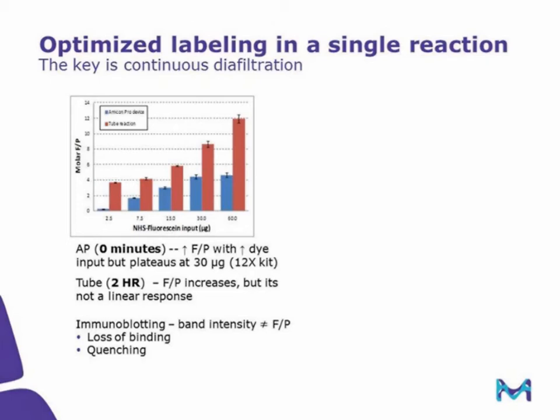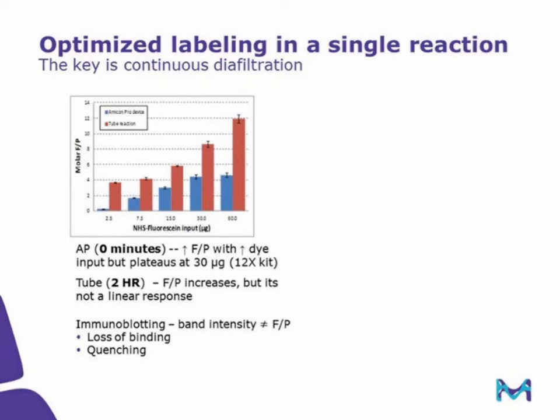Bars represent the average FP ratio for an anti-GAPDH antibody labeled with increasing amounts of dye using the Amicon Pro device, or using the standard 2-hour reaction protocol. For the device, 50 micrograms of antibody was loaded directly into the 0.5 ml filter and assembled. The reaction was initiated by buffer exchange and concentration of the labeling mix. Immediately following centrifugation, the sample was buffer exchanged and assayed to determine the probe's FP.